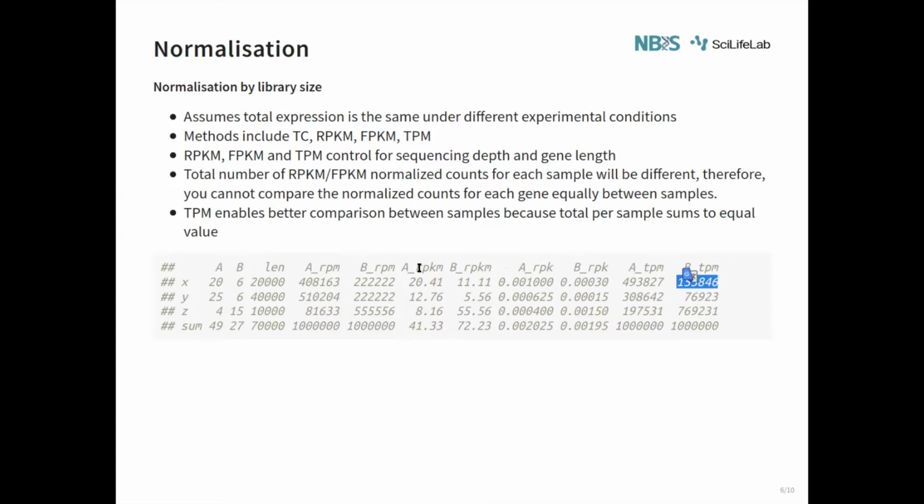RPKM is very similar to FPKM. The only difference is that RPKM is for single-end reads and FPKM is for paired-end reads, because for paired-end you're looking more at the fragment. For RPKM, you're just looking at one single-end read. The way you calculate RPKM and TPM is very similar. There's just a very small difference in the order in which you do a step. The equation is there, so if that interests you, feel free to go and look it up.